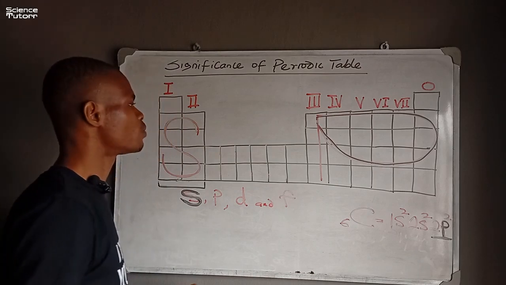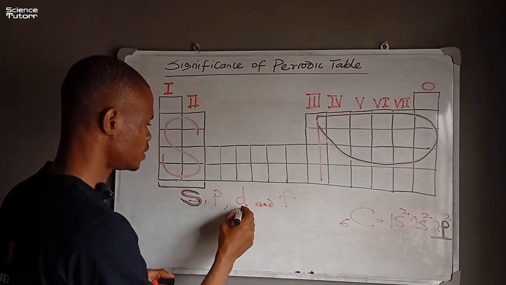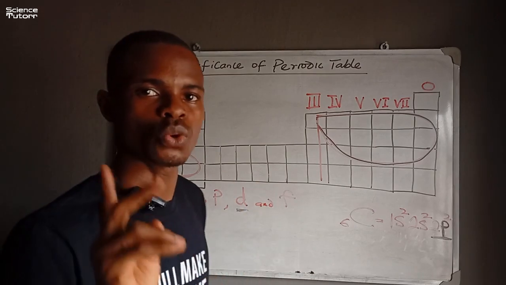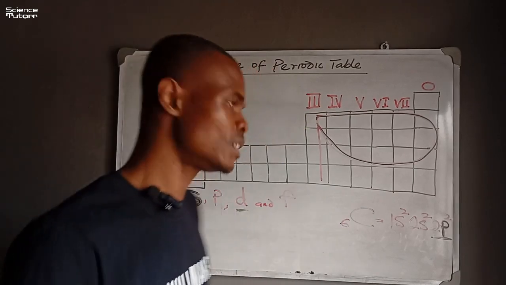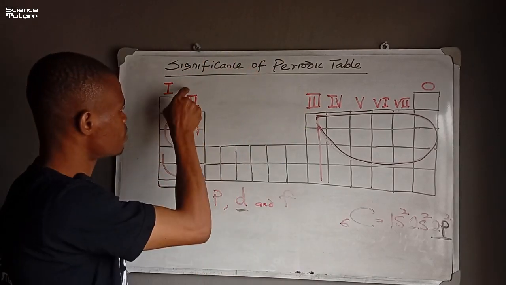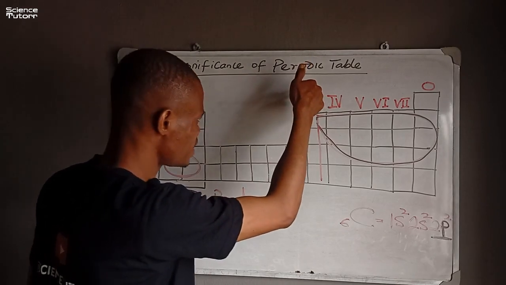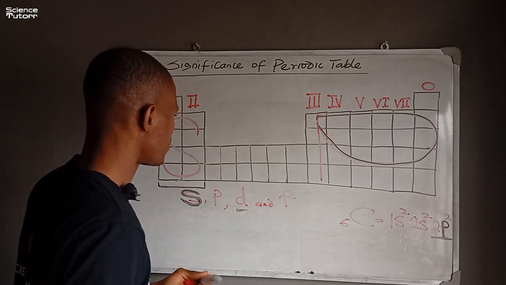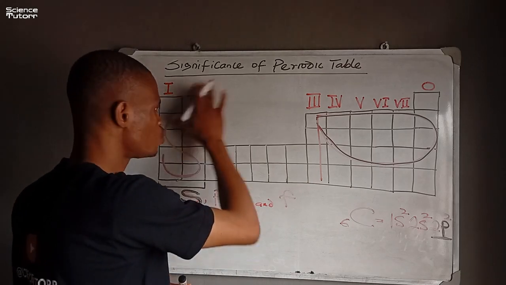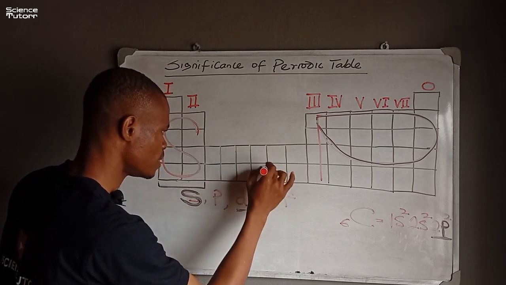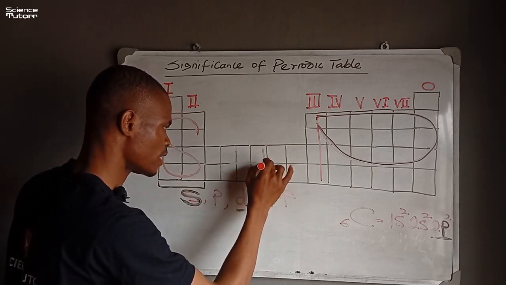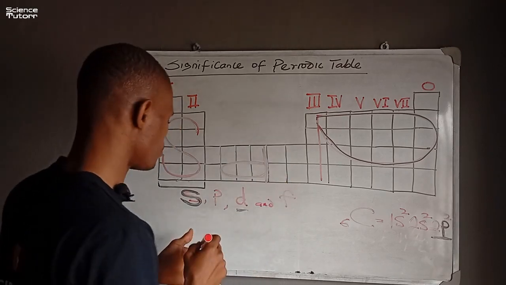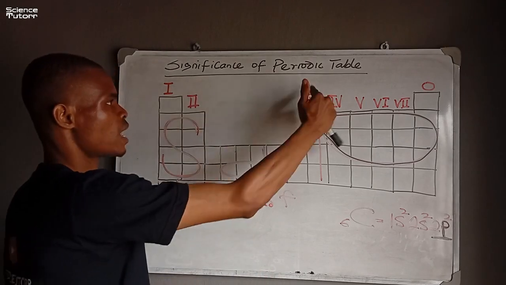That is for P. Now the next one is called the D block. The D block are the groups that are found between group 2 and group 3. We call them the D block. So in this case, between group 2 and group 3, we have the D block. You can see a series of elements that are found between group 2 and group 3, and these are the elements. Elements that are found here, we call them the D block.